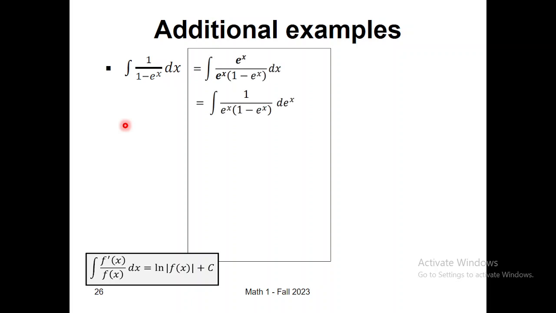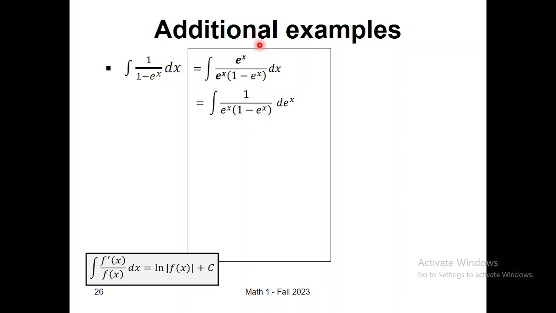We present two ways. Now we have 1 over 1 minus e to the power x. Actually, the derivative of the function in the denominator is negative e to the power x. It doesn't exist e to the power x in the numerator. So we start by multiplying numerator and denominator by e to the power x, so we arrive at this expression.